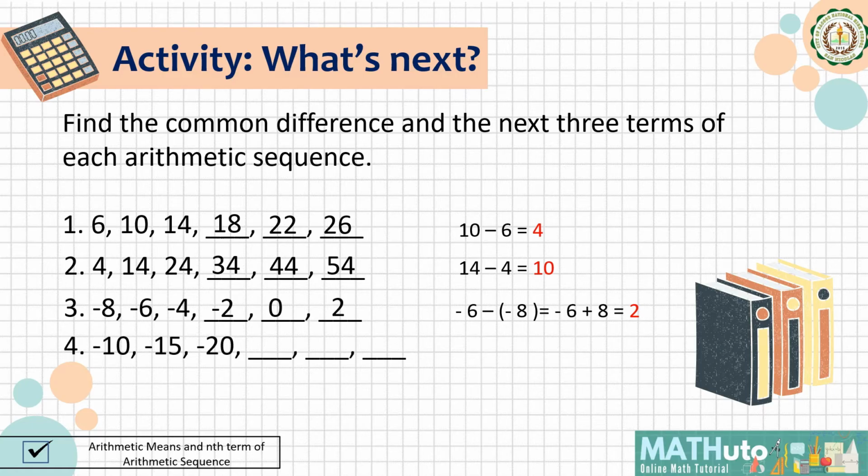Lastly, number 4: negative 10, negative 15, negative 20. Let us now subtract the first term from the second term. Negative 15 minus negative 10 is negative 15 plus 10, which is negative 5. Therefore, we should add negative 5 to get the next term. Negative 20 plus negative 5 is negative 25. Negative 25 plus negative 5 is negative 30. And negative 30 plus negative 5 is negative 35.